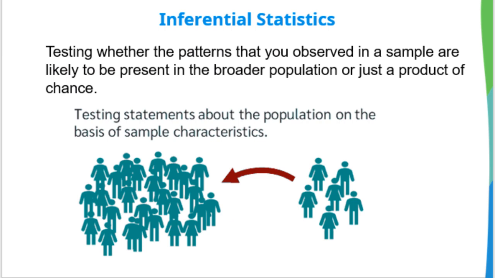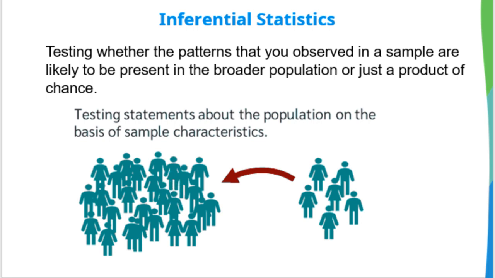When you say inferential, we say that it tests whether the patterns that we observed in the sample are likely to be present in the broader population or just a product of chance. If it's not significant, you can say it's just chance. But if it is, then we can say the pattern we observe in the sample is likely to be present in the broader population. So it is testing statements about the population on the basis of some characteristics.